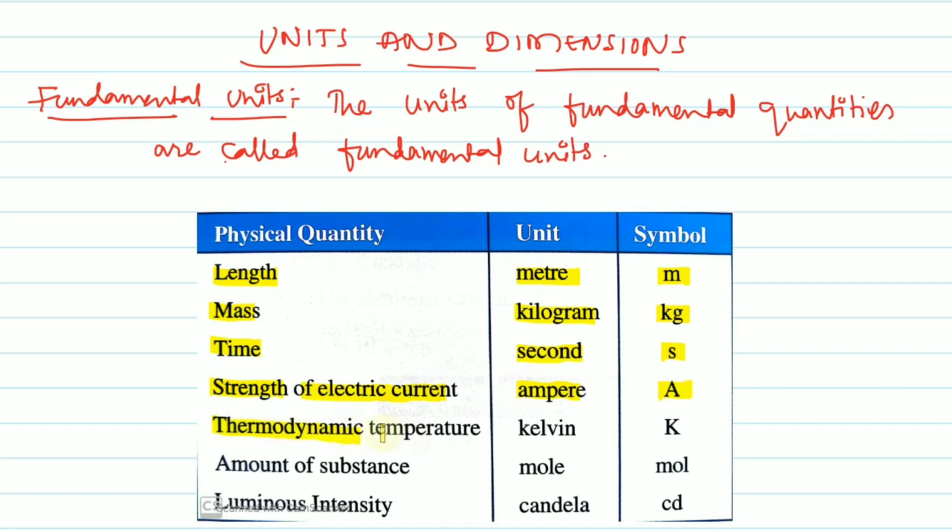Fundamental quantity thermodynamic temperature, unit is Kelvin, symbol is capital K. Fundamental quantity amount of substance, unit is mole, symbol is small mol. The last fundamental quantity is luminous intensity, its unit is candela, symbol is cd. So just remember how we wrote symbols here, because later while discussing rules to write SI units, we may come across again the symbols which we are using here, right?